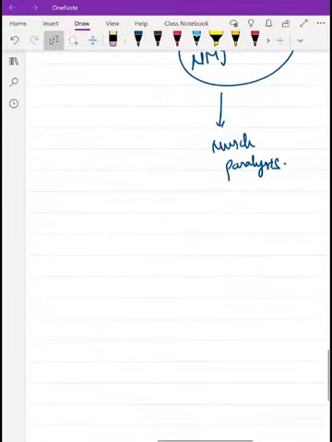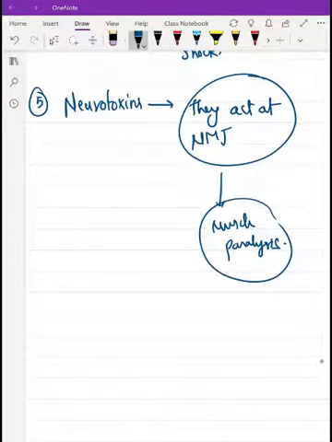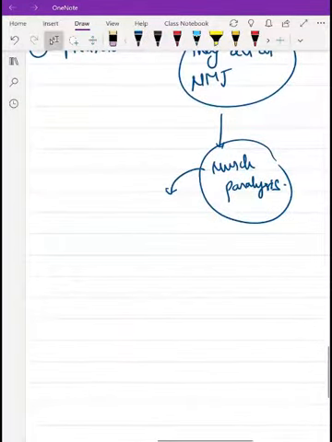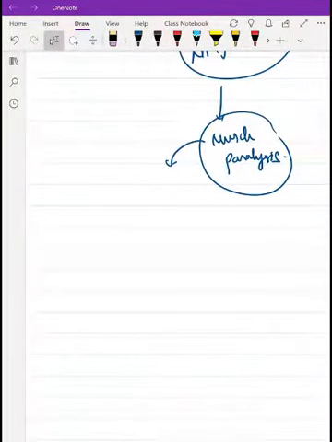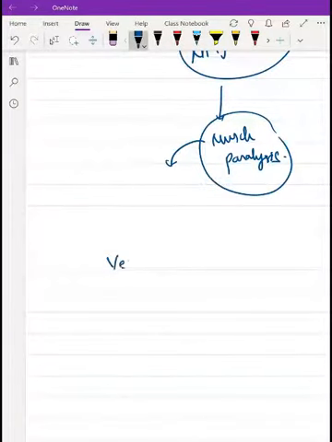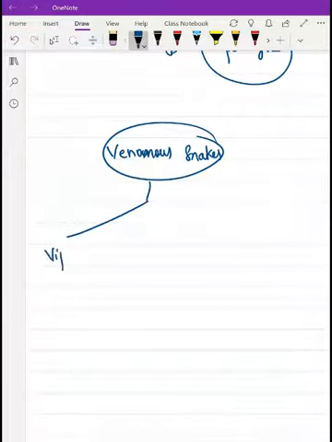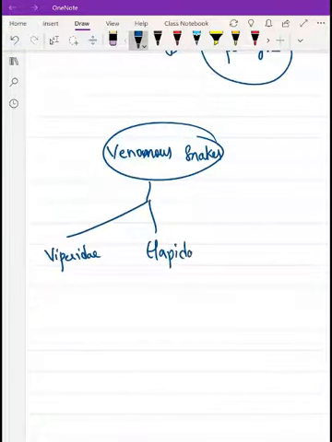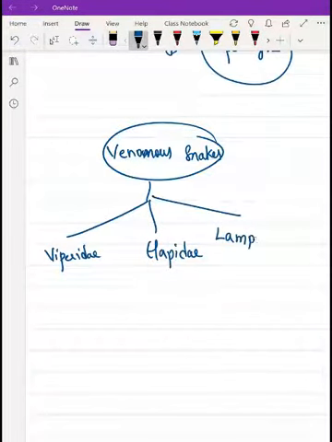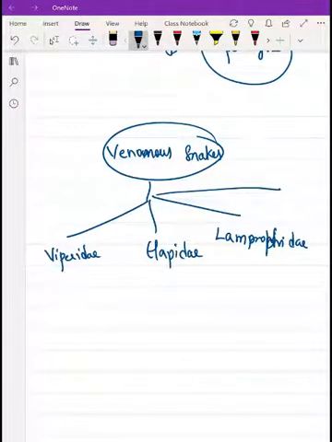Now we'll go into classification of venomous snakes. Before going into that, they cause muscle paralysis. When the skeletal muscle gets paralyzed, he can't breathe and he dies. Now I'm going to classify venomous snakes. They are Viperidae, Elapidae, Lamprophiidae and Colubridae.